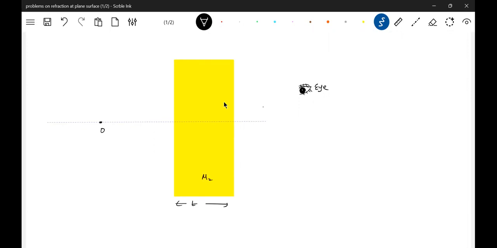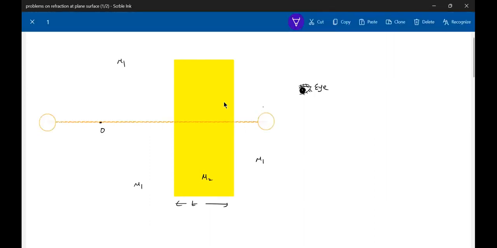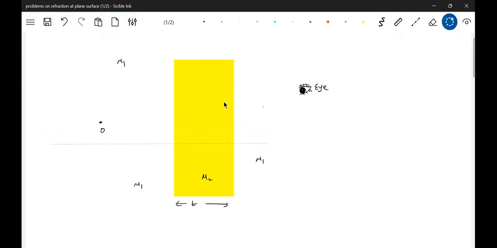Now, the refractive index of the slab be mu2, surrounding medium, let it be mu1. This is mu1, and this is mu1. Let me keep the object below. Okay, where will the object appear? I think this is a quite natural question. If you try to view an object through a thick glass slab, then where will that object appear for us?